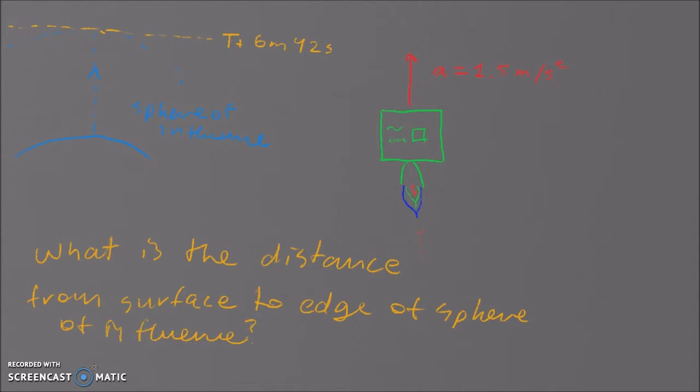There's no atmosphere, no rocket equation. We want to find the distance to the edge of the sphere of influence. There are several ways we can do that, but first let's see what they're asking. The question is asking us to solve for displacement. It's giving us an acceleration of 1.5 meters per second squared. It's giving us a time of 6 minutes and 42 seconds, which we can convert into 402 seconds. And we want to solve for d, displacement.